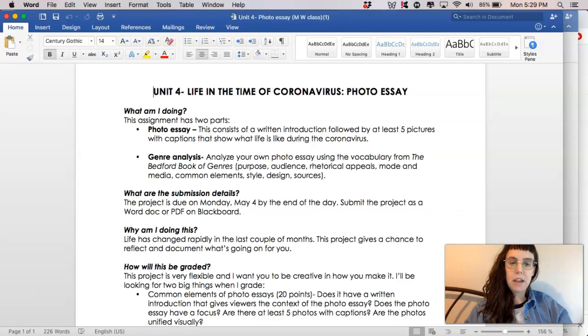So the photo essay consists of a written introduction followed by at least 5 pictures with captions that show what life is like during the coronavirus. Feel free to use way more than 5 pictures. That's totally fine, but I wanted to have sort of a bottom line. The written introduction should be a couple of paragraphs. Let's say aim for at least like 300 words. And the idea is that you want to use that introduction to sort of set up what the reader is going to see in these pictures.